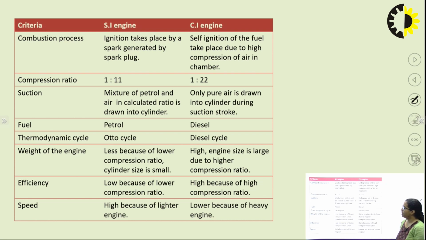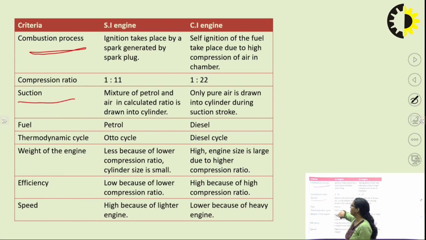Now there is a certain comparison between SI engine and CI engine. These are the criteria on which we will compare them. The first criterion is the combustion process. Ignition takes place by a spark generated by a spark plug in case of SI engine, while in case of CI engine it is done by the compression of air in the chamber.